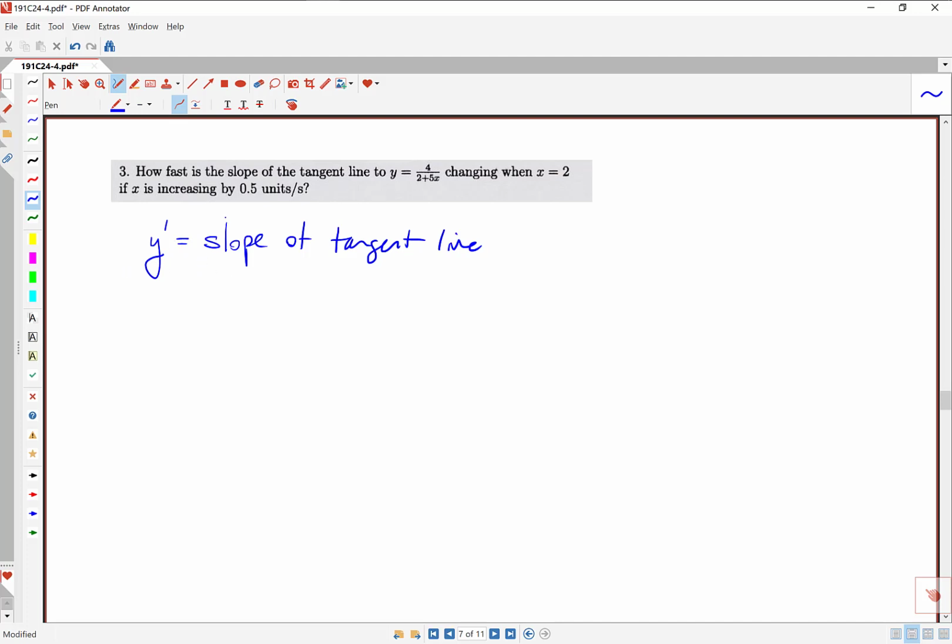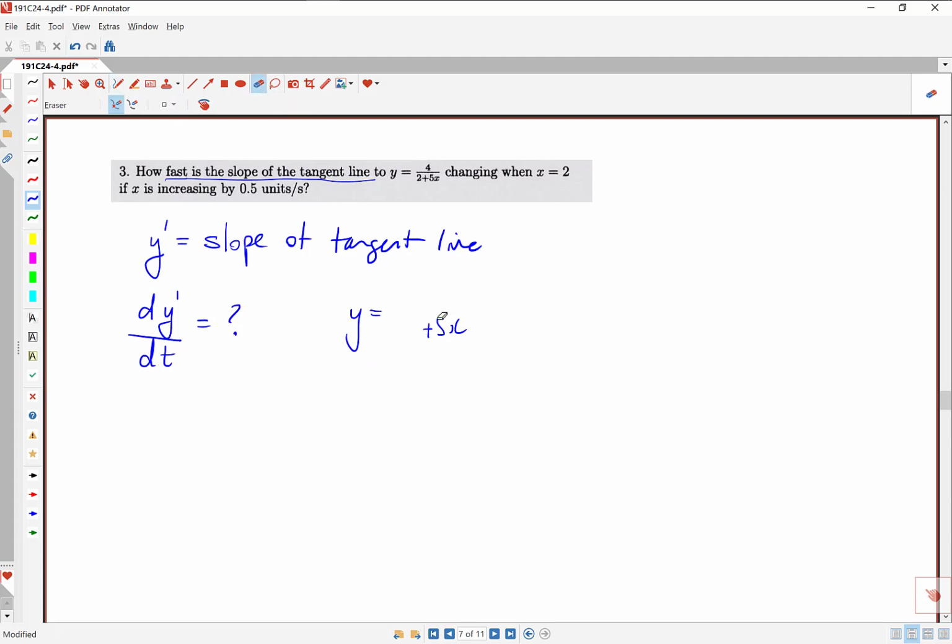So y prime is the slope of the tangent line, and we want to know how fast is the slope of the tangent line changing, right? So that's the rate of change of y prime with respect to t. That's what we want. dy prime by dt. Okay, now what else do we know? We know the actual formula for y. So y is 4 over 2 plus 5x. So I have a feeling we're going to be taking the derivative of this function y.